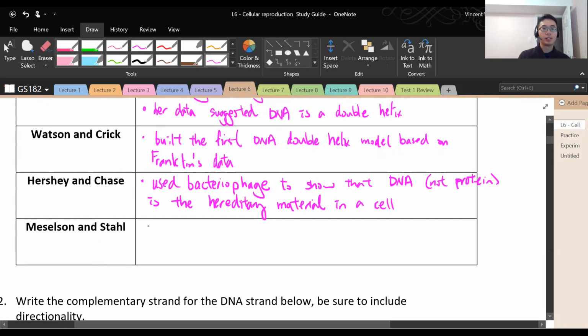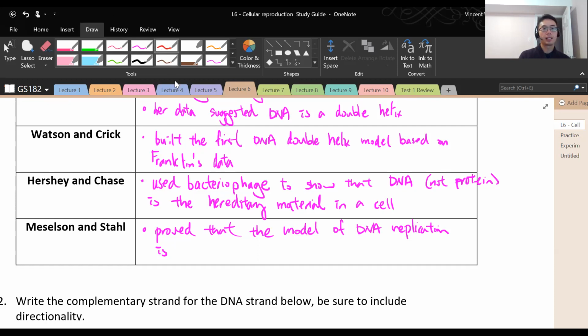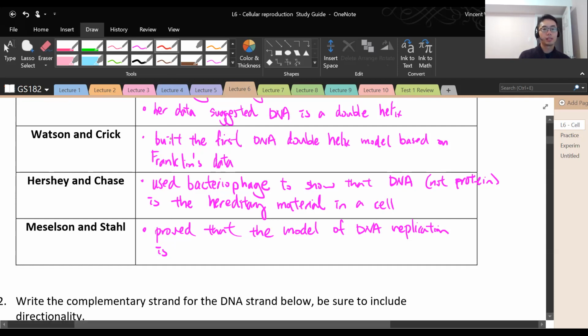Meselson and Stahl, what they did is they proved the model of DNA replication. Anybody remember what model DNA replication follows? Just to see if anybody knows.